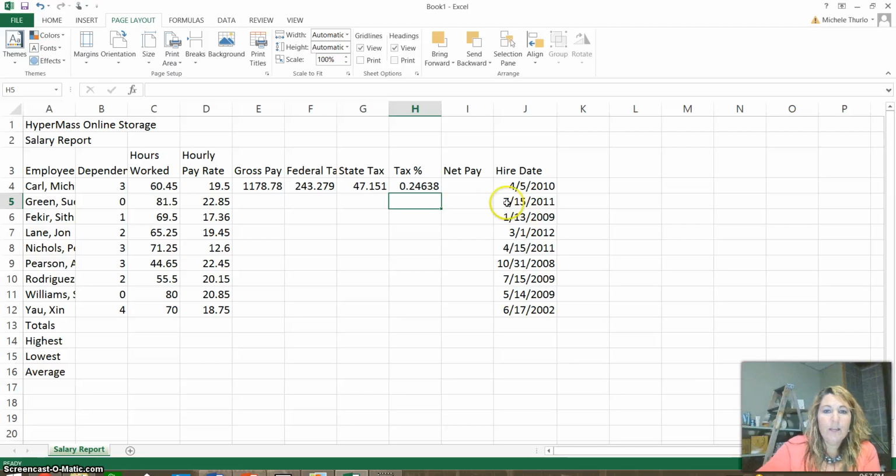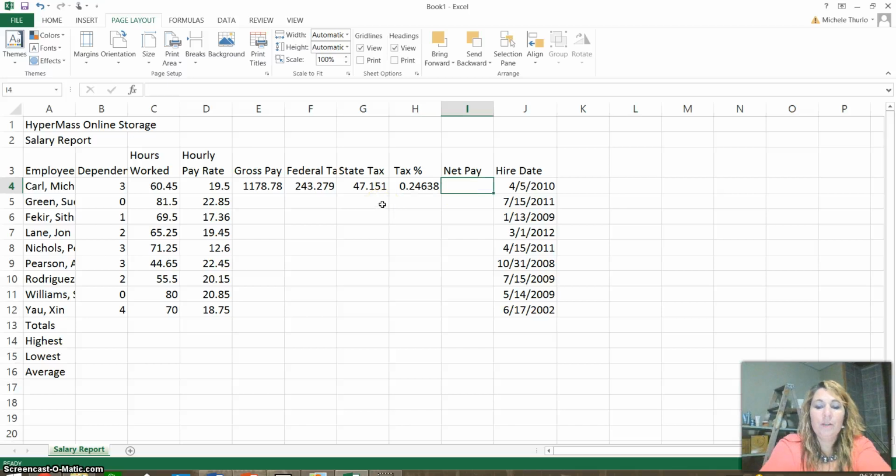Okay, so next we're not going to worry about changing it to a percent. Remember, we're going to do all of our formatting at the end. So our net pay, what did I say our net pay was? The net pay is the amount of money that you actually get to take home in your paycheck. So how would I find out how much money I get to take home? Okay, I would start with the gross pay, and I would subtract my federal tax and my state tax, and whatever's left is what I get to keep.